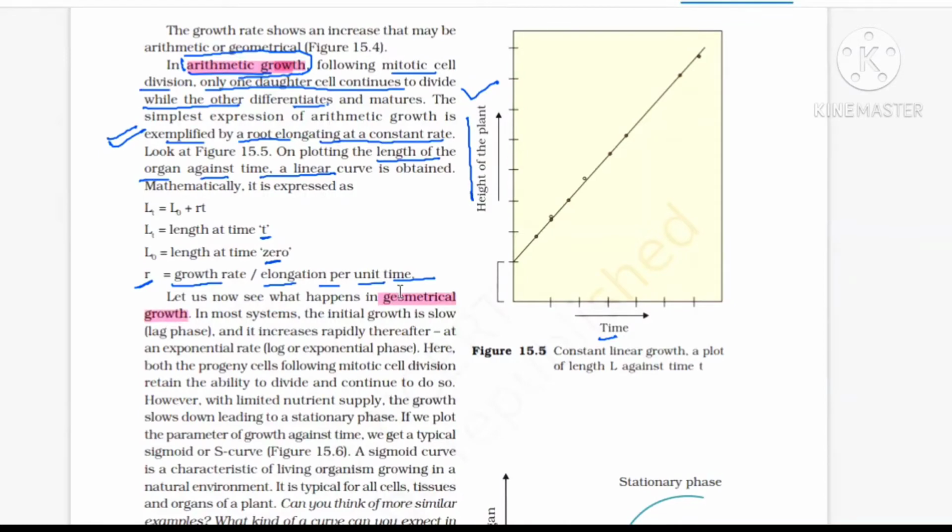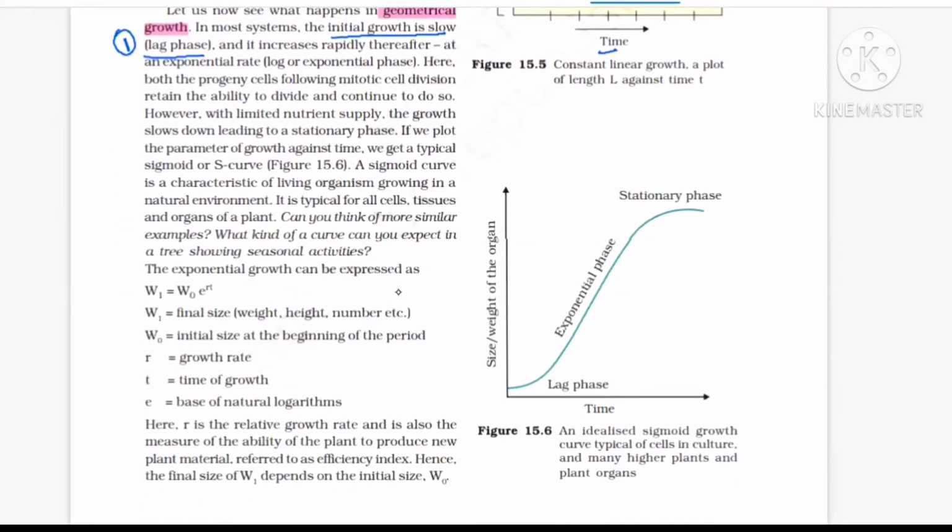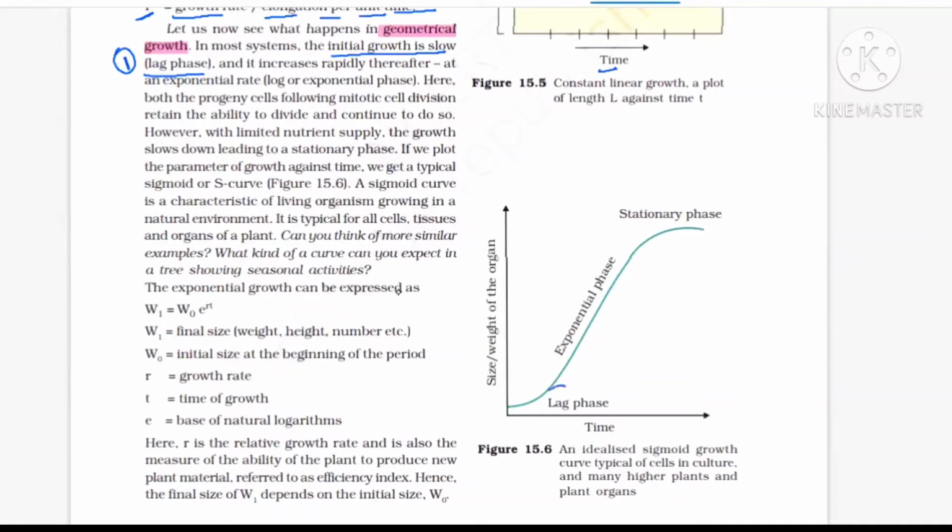So first of all, in geometric growth, there will be three phases. Initially, the phase is very slow. That is known as the lag phase. The first phase is the slow phase known as the lag phase. Let us see the diagram properly. See here, this is your lag phase. Check in the diagram, which is the slow phase.